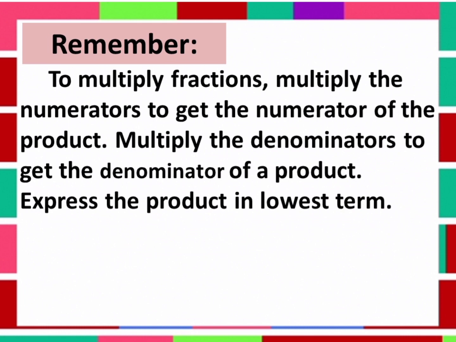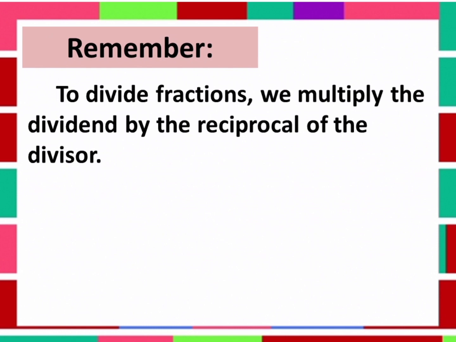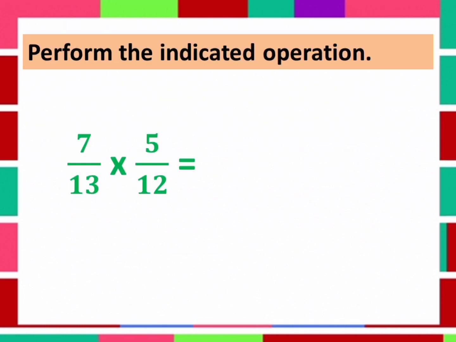And also, to multiply fractions with a mixed number, change the mixed number to an improper fraction and then proceed to multiplication. And to divide fractions, we multiply the dividend by the reciprocal of the divisor. So to understand it further, I have here an example. 7 over 13 times 5 over 12.